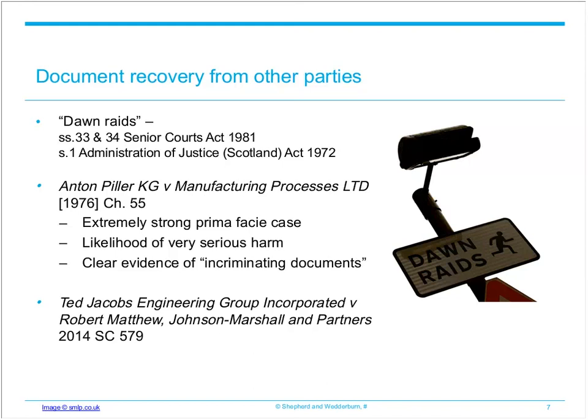The English process has developed from the case of Anton Piller shown on the slide, and for an order to be granted, the claimant must show, firstly, that they have an extremely strong prima facie case, second, that the respondent's actions have resulted in very serious potential or actual harm to the claimant, and third, that there's clear evidence that incriminating documents are in the respondent's possession and there's a real possibility that they might be destroyed if notice was given. The test in Scotland isn't quite as high.